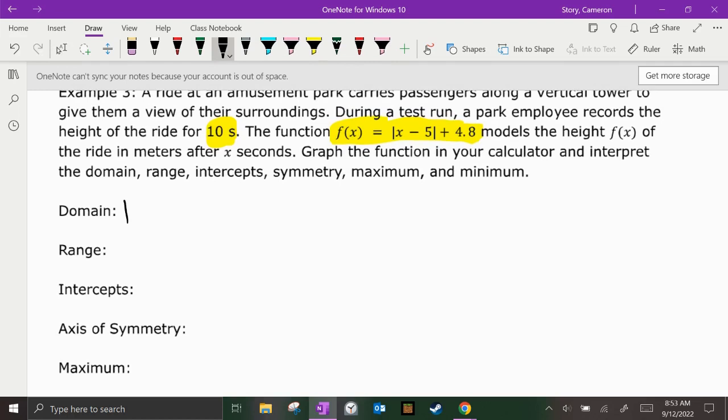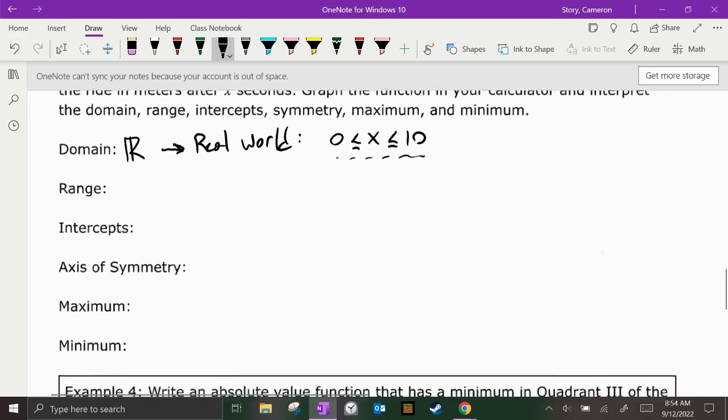First off, we already know the domain is all real numbers because it's an absolute value function. But wait, we're talking about the real world. In the real world, you're not going to ride this roller coaster forever. In the real world, the domain would be between 0 and 10, because the most time that it will be is 10 seconds. That's how long it records. The range, we're going to have to look on the graph for that because we need to keep our domain in mind when we look at the range. The intercepts, we can't really tell yet.